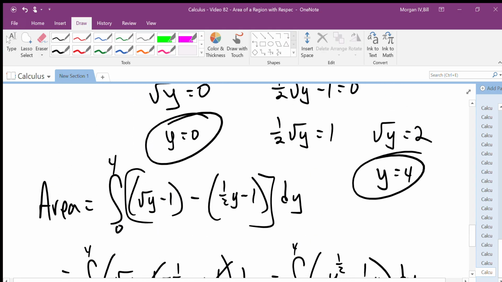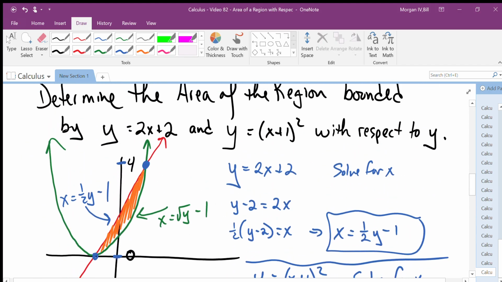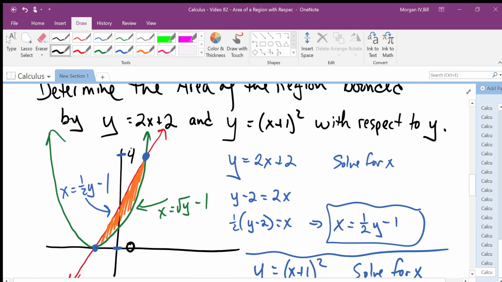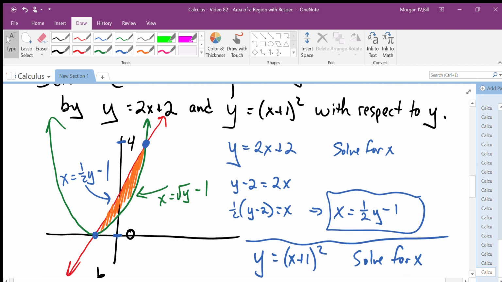A couple notes here. If you're going to find the area with respect to y, make sure you are using y bounds, and also that you have rewritten your equation x equals in terms of y, and then do right minus left.